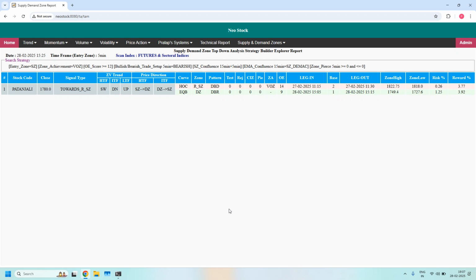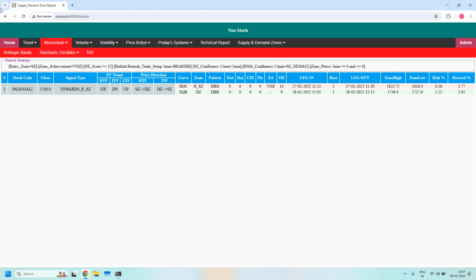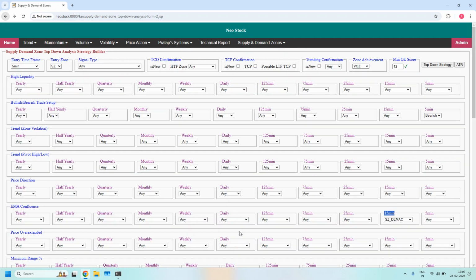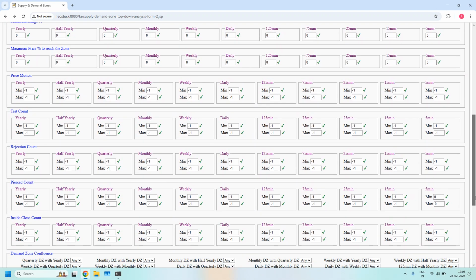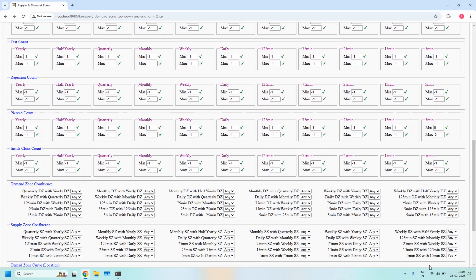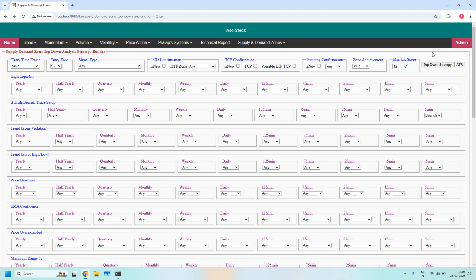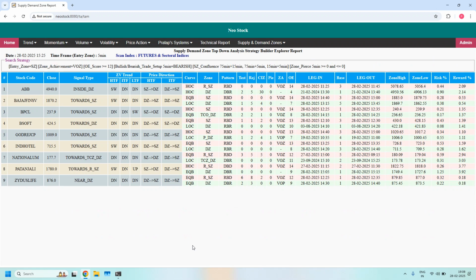Next, we will look into LTF, ITF and HTF supply zone confluence. 5 minutes, 15 minutes and 75 minutes supply zone confluence. I am removing the EMA filter. In the supply zone confluence, we should add 3 filters. First filter is already enabled. Second filter, 5-minute supply zone with 75-minute supply zone confluence. And third filter, 15-minute supply zone with 75-minute supply zone confluence. With all the 3 filters, we got 9 stocks.